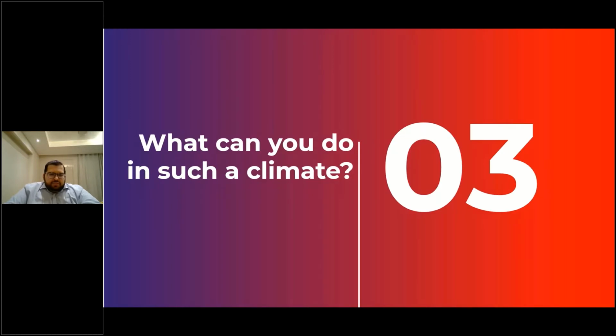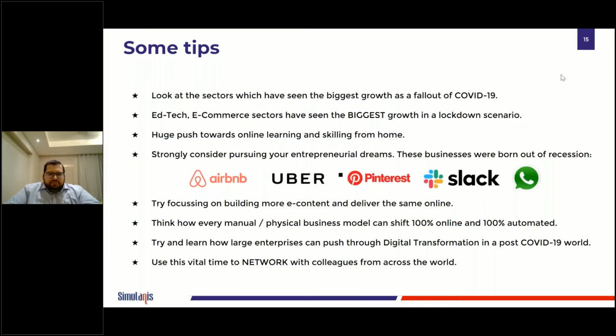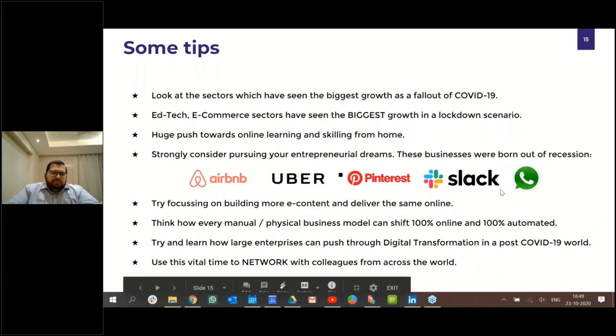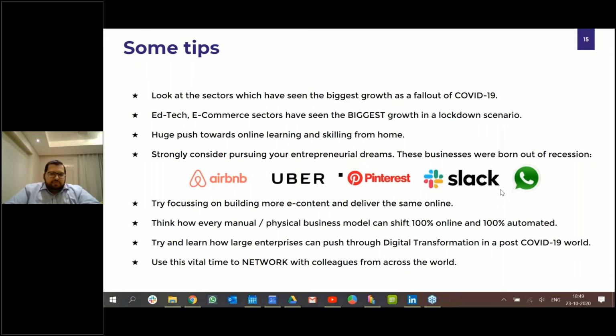Now, what can you do in such a climate, really? I think the one thing you can really see from what is on screen is that you can get very entrepreneurial with your approach. Some of the best companies which you see now were born out of recessions. There are certain sectors like EdTech and e-commerce which are definitely on the climb right now, so the focus can be shifted there. There's a huge push towards online learning and skilling from home. So that's something which can be done.